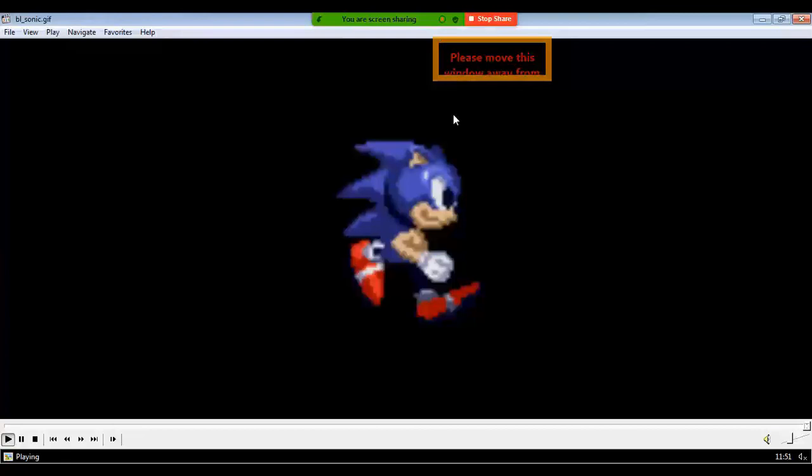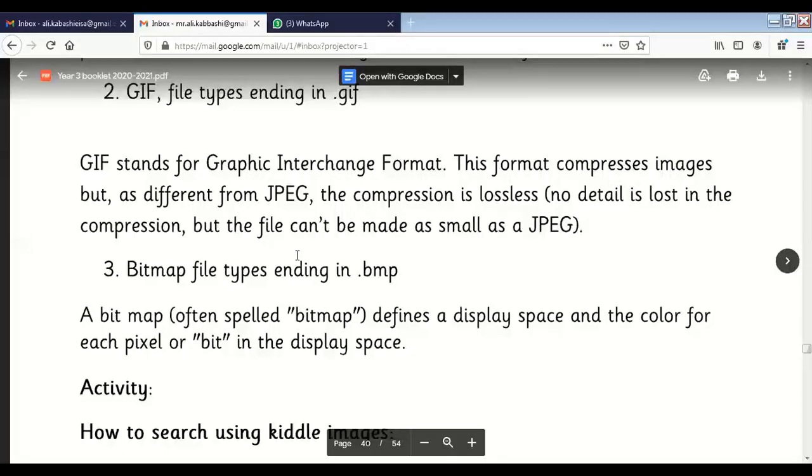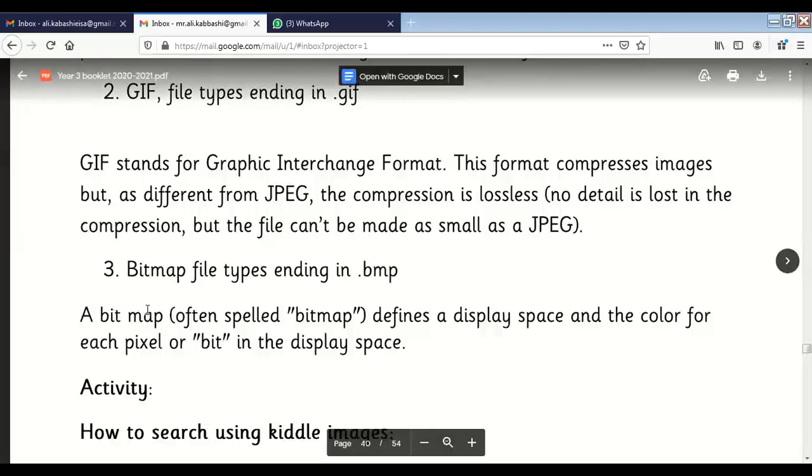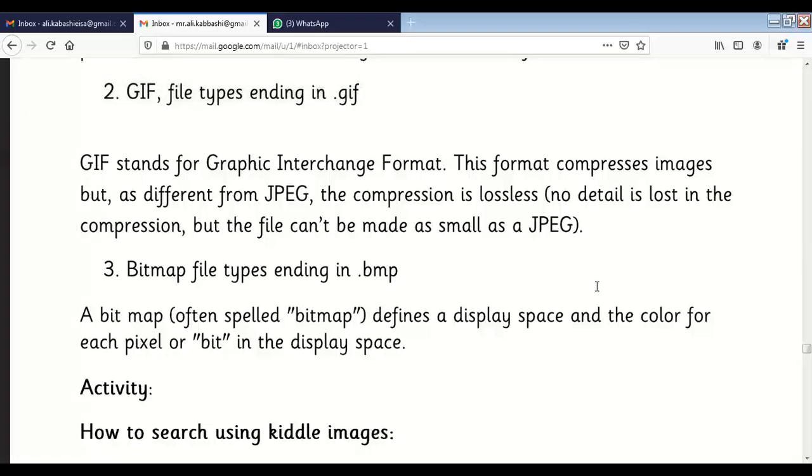So the third one is the bitmap, file types ending in .bmp. A bitmap defines a display space and the color for each pixel or bit in the display space. This is our third type or our third format of a picture.